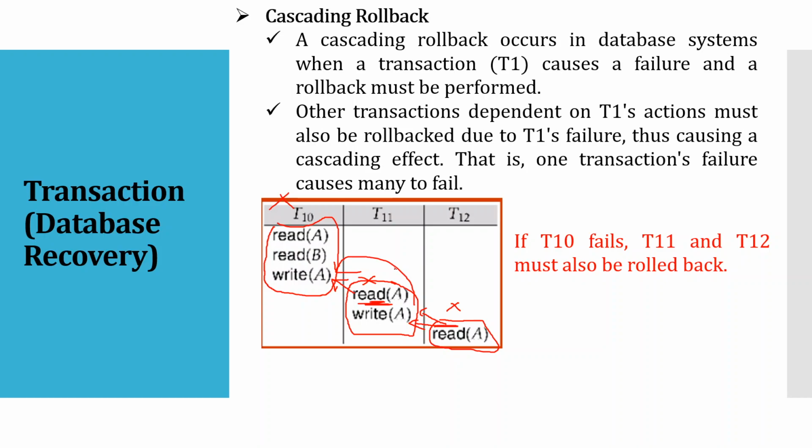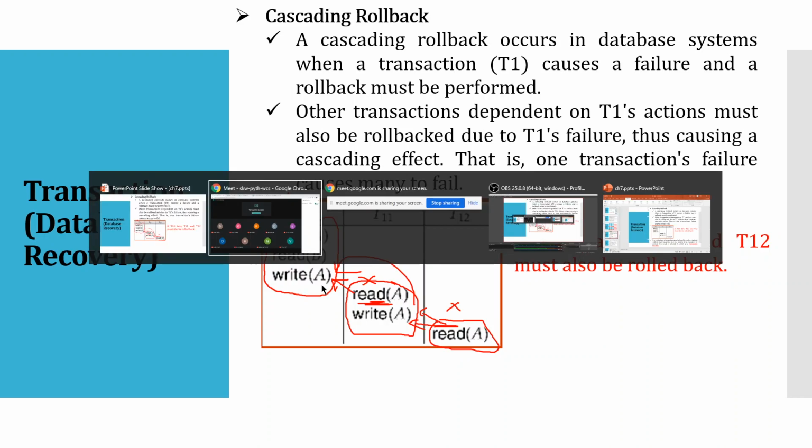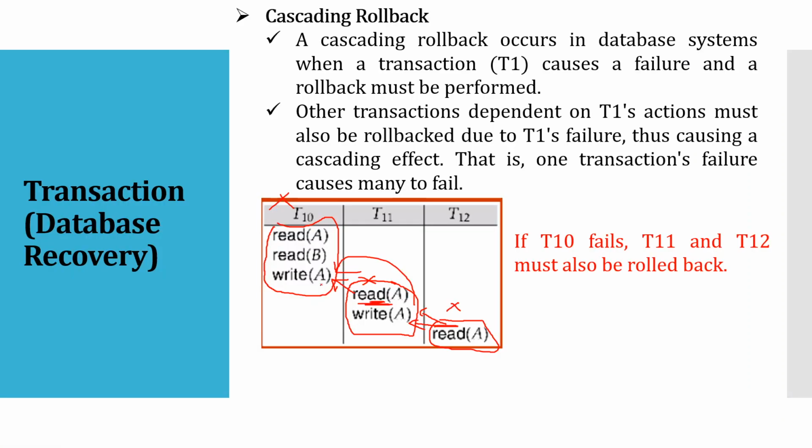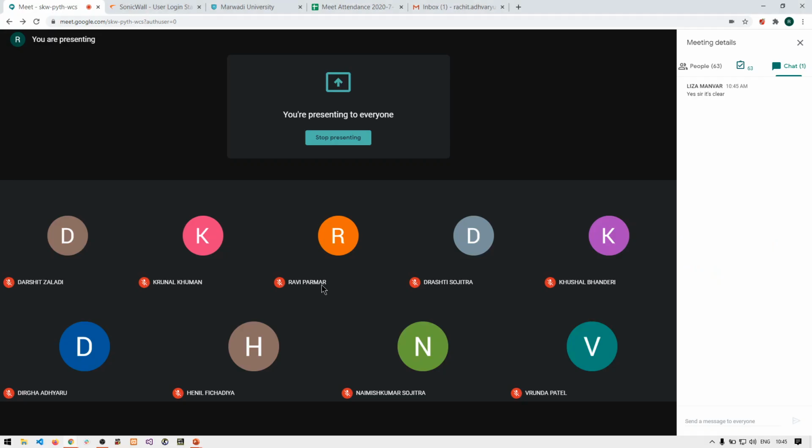Is it clear, guys? Is it clear, everyone? What is cascading rollback? One transaction depends on another transaction, and that transaction fails and is rolled back, then all the dependent transactions must be rolled back. Am I clear with this, everyone? Any doubts in this, anyone? Shall I repeat it again? Anyone who requires repetition?